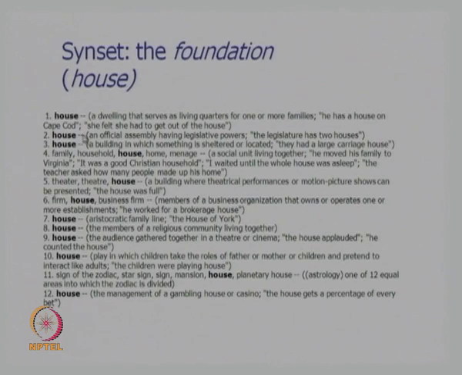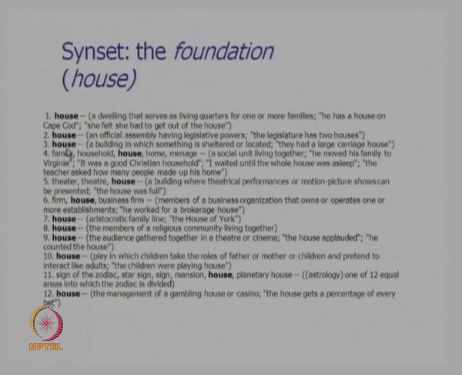The second meaning of house is this: an official assembly having legislative powers. The legislature has two houses. So, in England, for example, one has the House of Lords and the House of Commons. In India, there are again two houses, Lok Sabha and Rajya Sabha. So, this is the second meaning. The third meaning of house is a building in which something is sheltered or located. They have a large carriage house. So, this is again the structural meaning of the house, and it is not easy to see what the difference between 1 and 3 is.